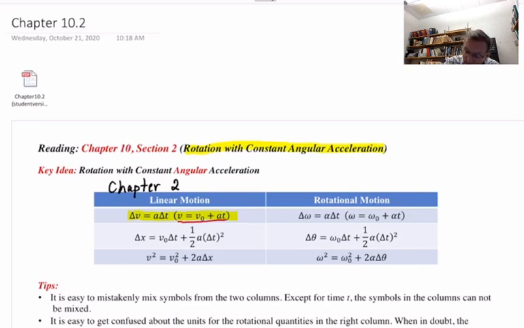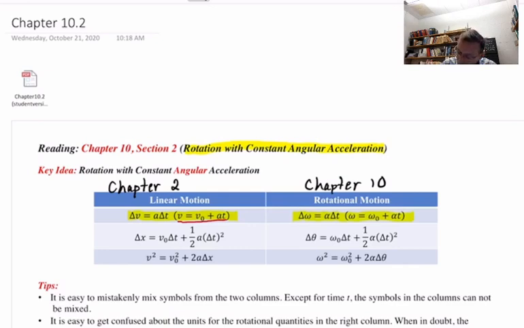What is the chapter 10 analog to that equation when I have a rigid body rotating about a fixed axis with constant angular acceleration? I'm just going to state it. All you do is take each linear kinematic variable in the first column and replace it with its rotational analog. So you get delta omega equals alpha times delta t.